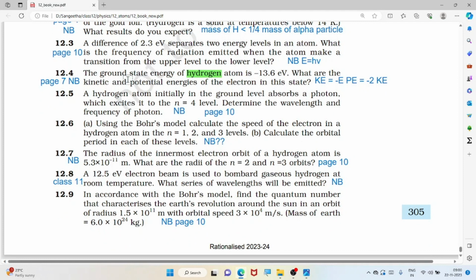The ground state energy of the hydrogen atom is given. What are the kinetic and potential energy of the electron in this state? Okay, the ground state.